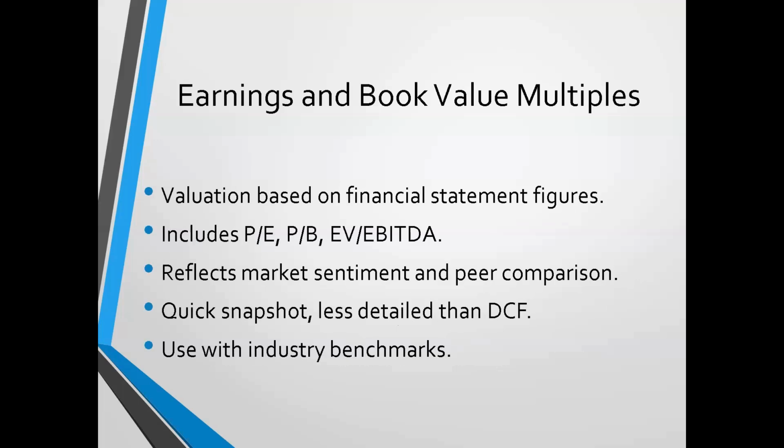Earnings and book value multiples. Valuation based on financial statement figures includes PE, PB, EV, and EBITDA, reflects market sentiment and peer comparison, quick snapshot, less detailed than DCF, used with industry benchmarks. These earnings multiples use ratios like PE and EBITDA for valuation. They rely on financial statement data and market comparisons. They offer a quick and easy to understand estimate of value.